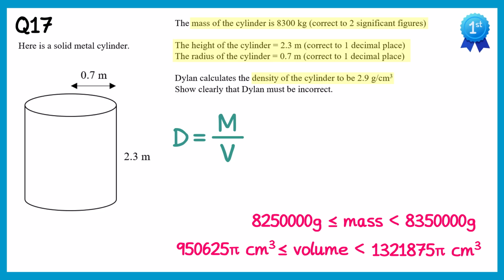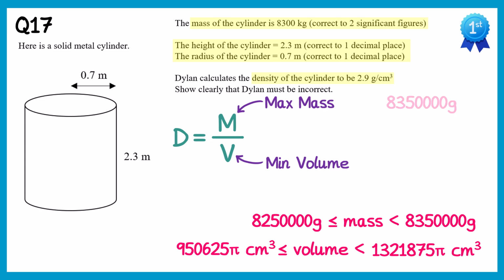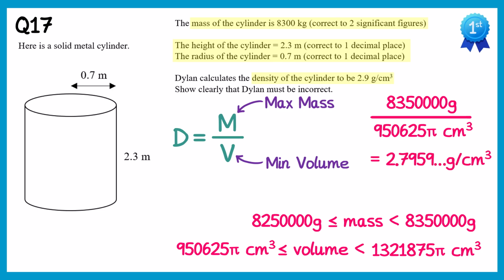formula. To work out the maximum possible density, we do the maximum mass divided by the minimum volume. This is because when you divide by a smaller number, you get a greater answer. So we want to use the minimum volume possible. So the maximum mass was 8,350,000 grams, divided by the smallest possible volume, which was 950,625 pi. If you type this into your calculator, you get this as the answer here.